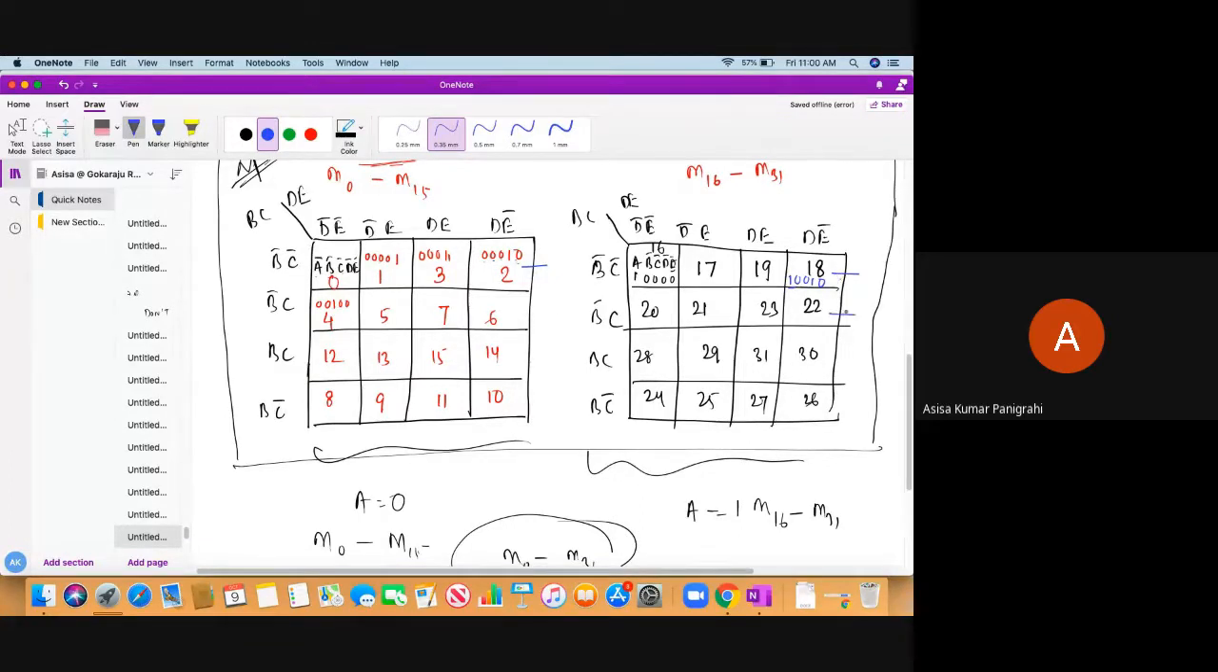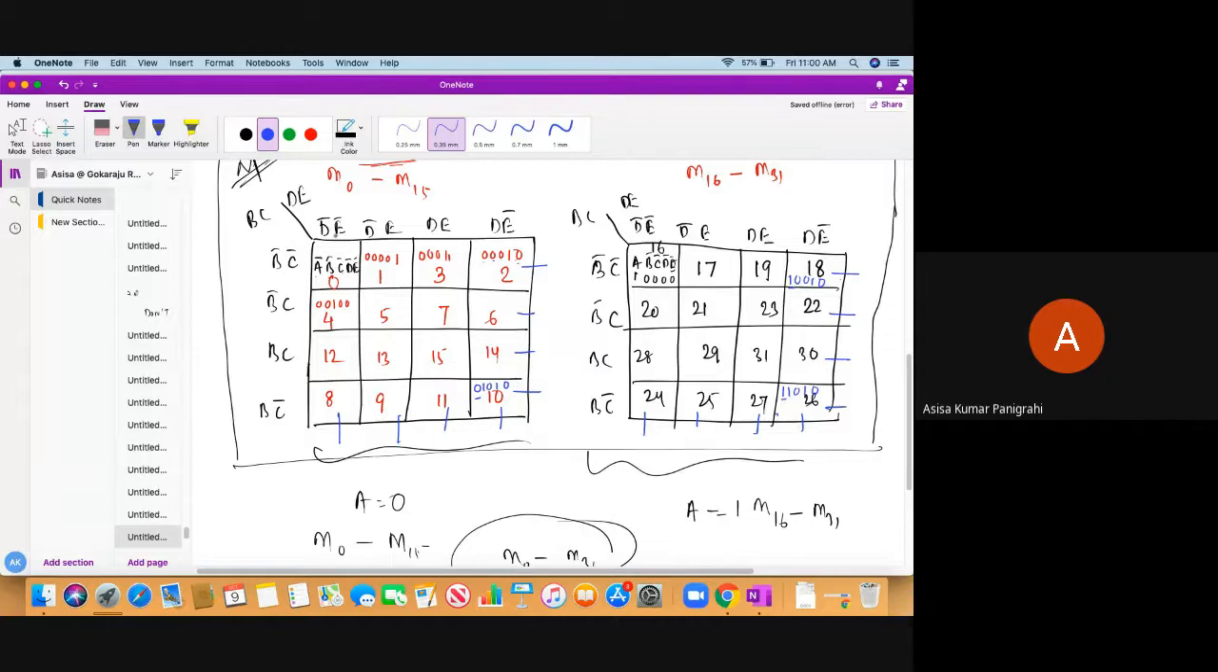Similarly, these two are adjacent, and similarly these pairs are adjacent. So you can find it out. How? This is 0 1 0 1 0. This is how much? 26 will be how much? 1 1 0 1 0. So you can see here how many variables change? Only one. Here 0. Okay, so these are adjacent.